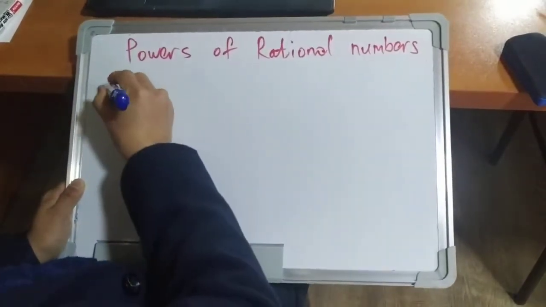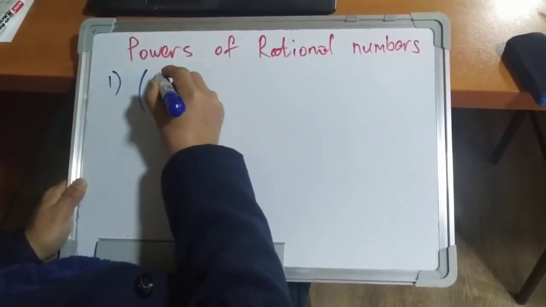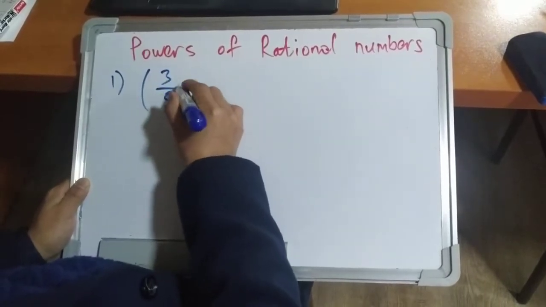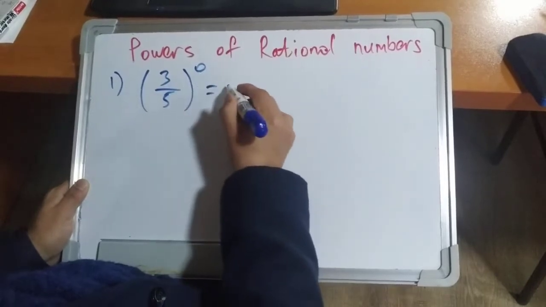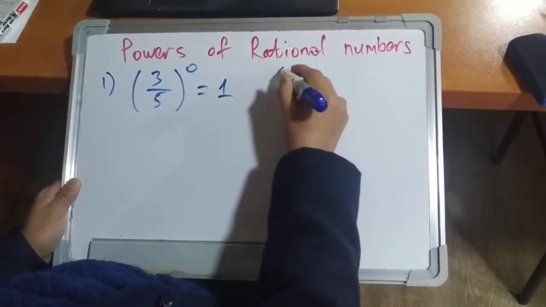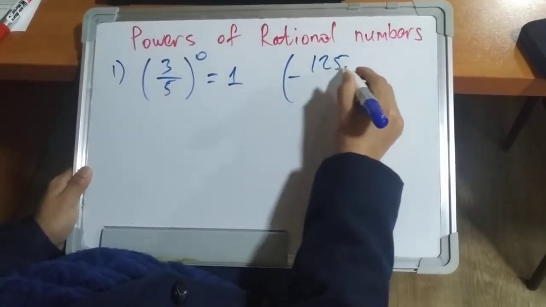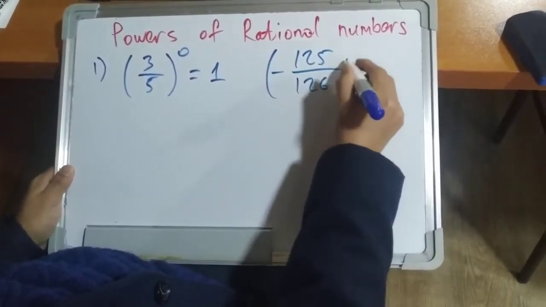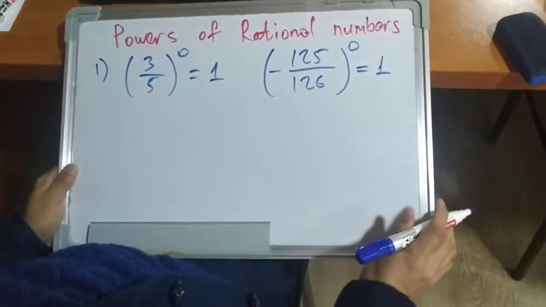The first rule: (3/5) to the power of 0. If the power is 0, the answer is always 1. Or (-125/126) to the power of 0 equals 1.